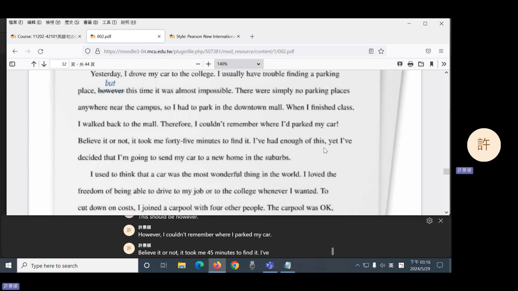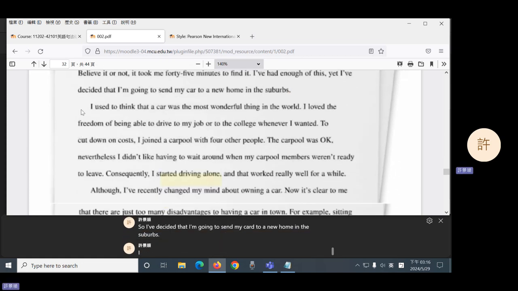I've had enough of this. In Chinese, we say so golden. Yet I've decided that I'm going to send my car. Okay, so this should be so. So I've decided that I'm going to send my car to a new home in the suburbs.